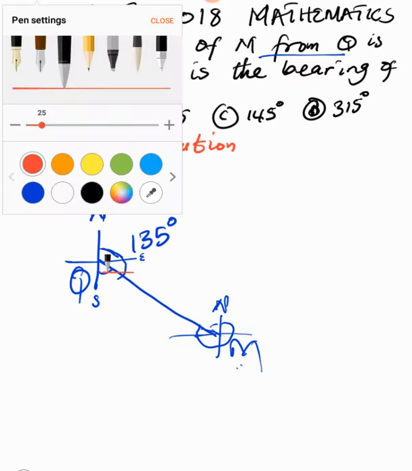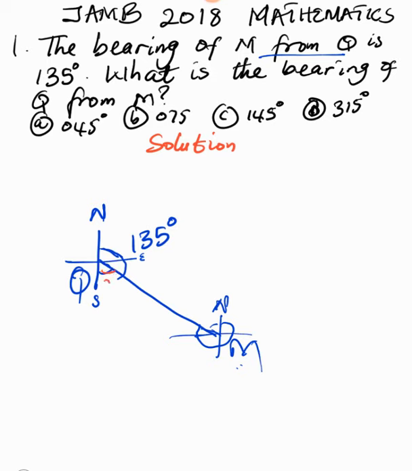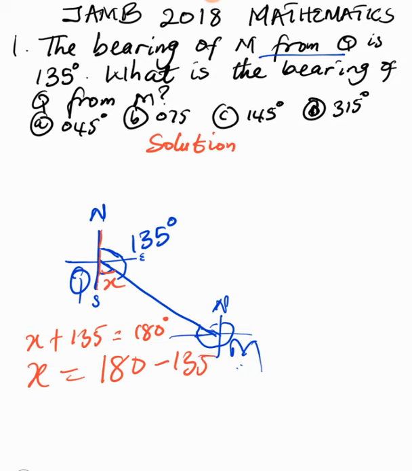What is the angle going to be? Let's name it X. Remember, angle between lines. So we have X plus 135 equal to 180 degrees because the sum of angles on a straight line is equal to 180 degrees. Look at this straight line. It is on the same straight line with angle 135. So X will be equal to 180 minus 135, and that will be equal to 45 degrees. So X is equal to 45 degrees.